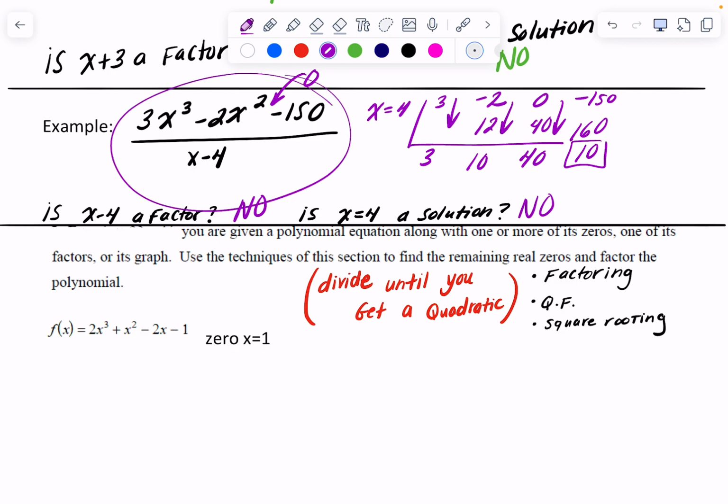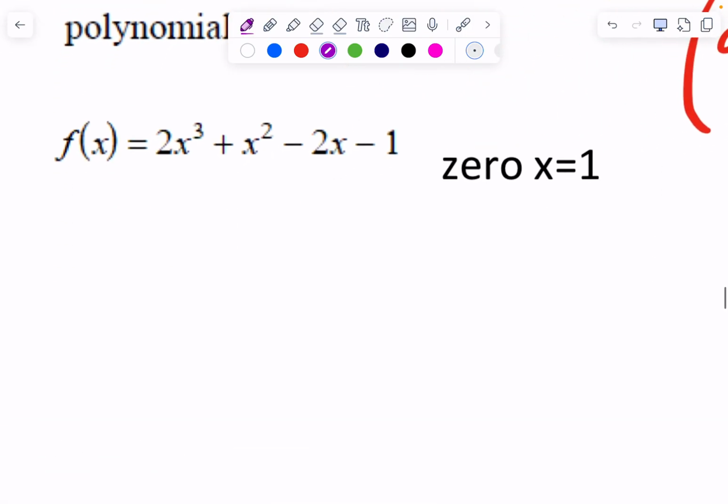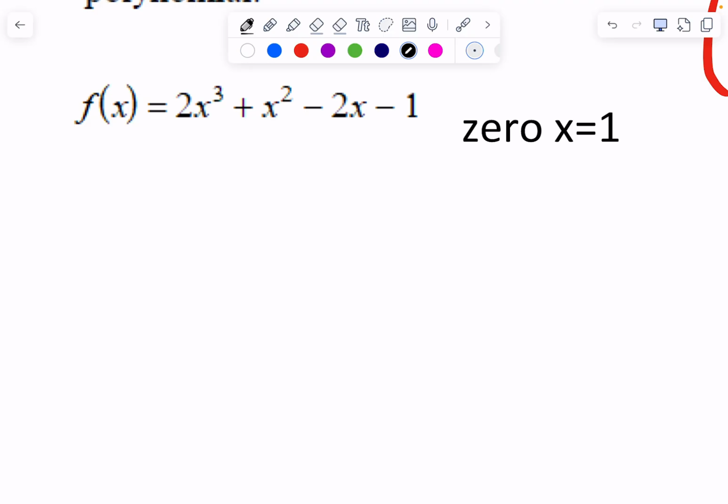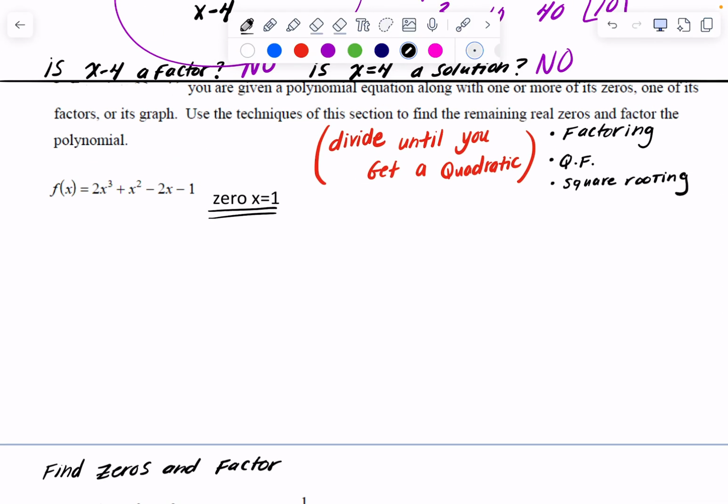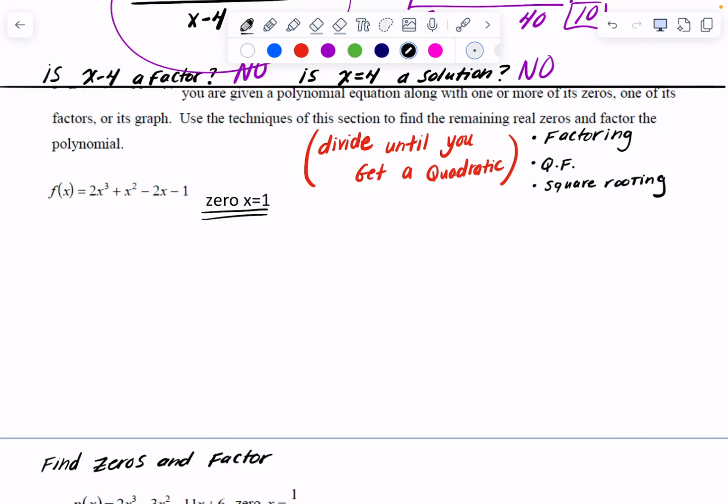All right, so now we'll be able to actually use it. See, this time, this example, they're giving you one that works. Now, they told us in the instructions, this is a 0. So you know for a fact that is a solution. So when you go divide it down, if you don't get a remainder of 0, you messed up. Let's read the instructions. It says, use the techniques of this section to find the zeros and factor it completely. So basically, they want the solutions and factors.